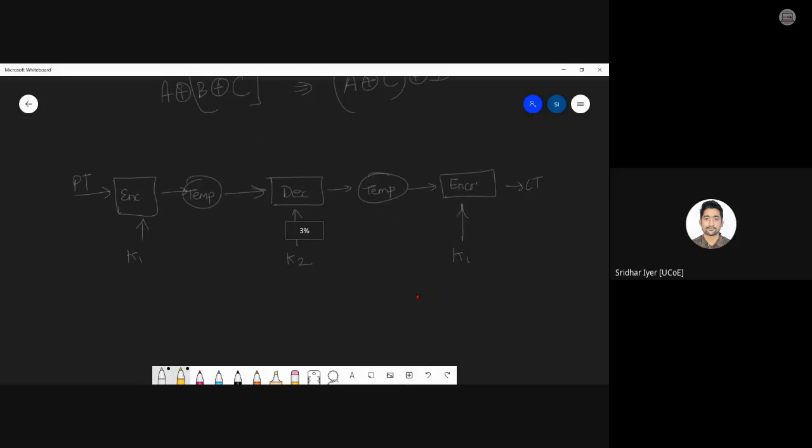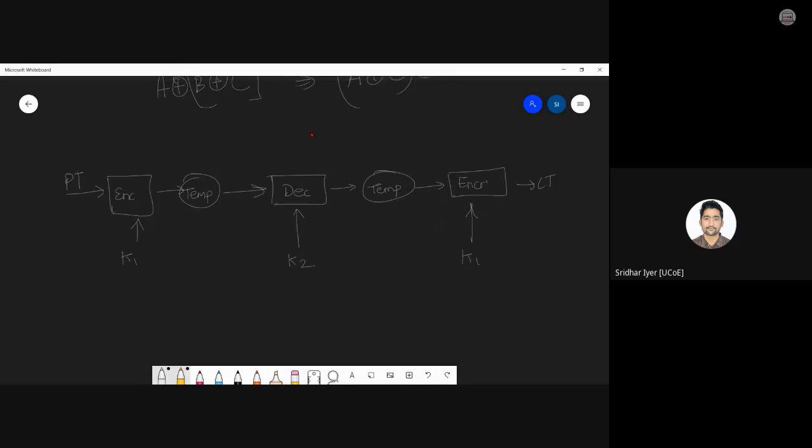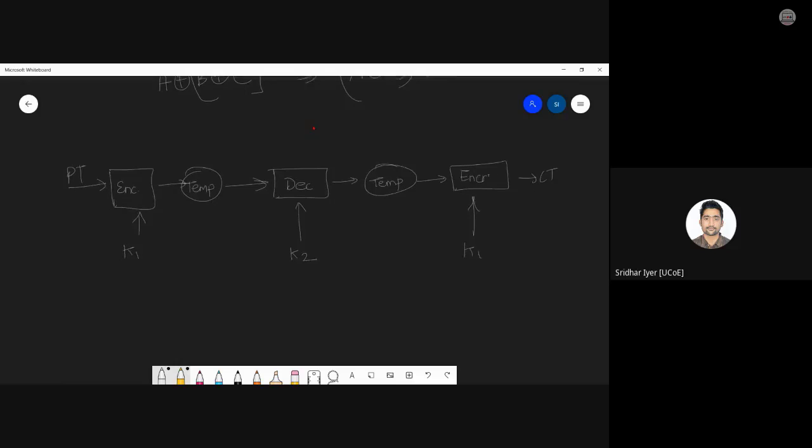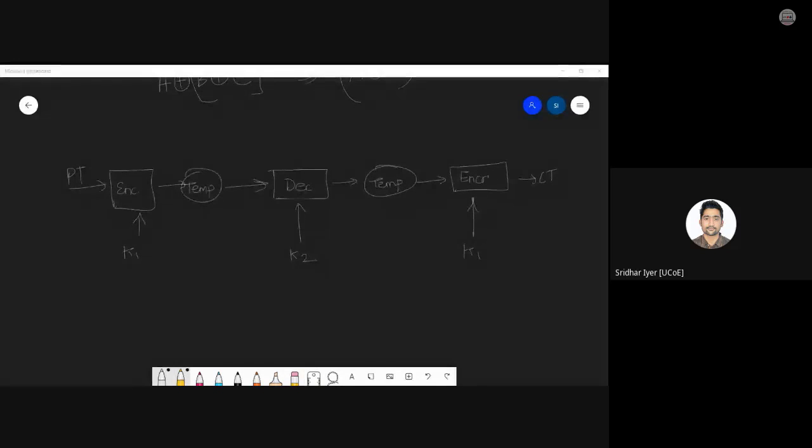So basically focusing upon this XOR operation was the main thing I was looking forward to, because that is what exactly happens inside the encryption and decryption blocks. Am I clear?